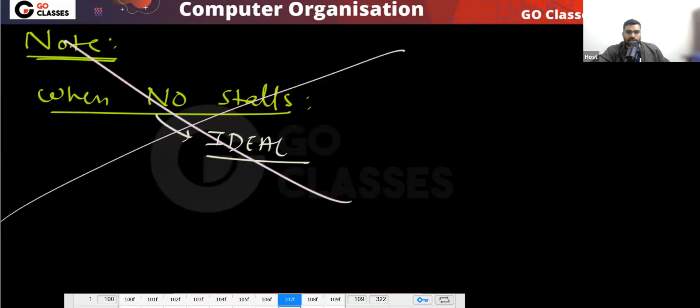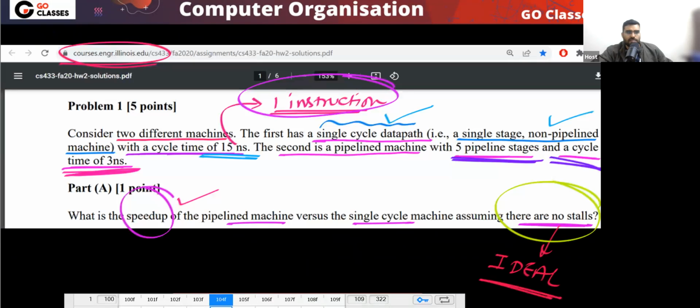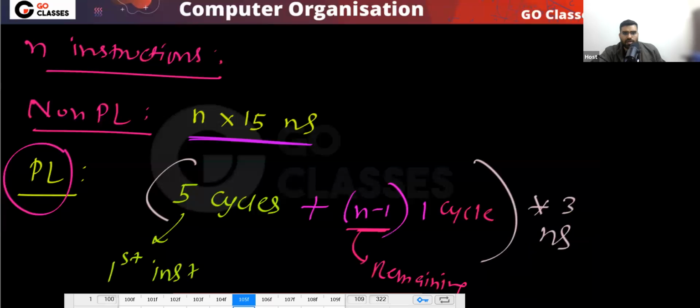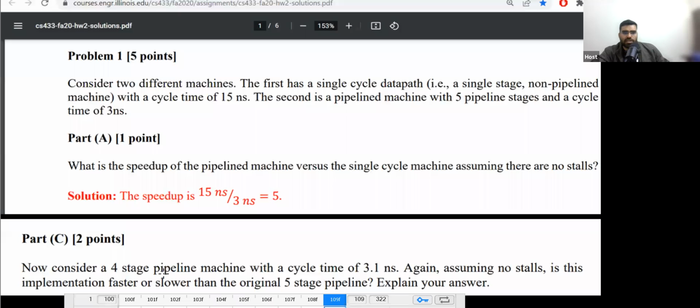Okay, very simple, right? Yes or no? Is this clear to everyone? Let me know. Now let's move on. So tell me the answer for this one. See, this is another question.